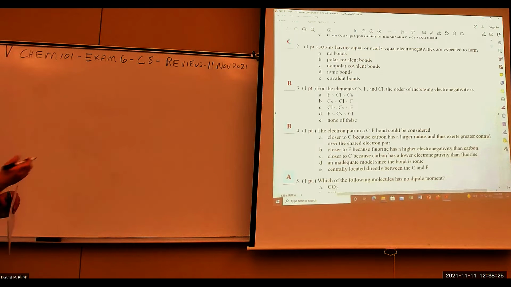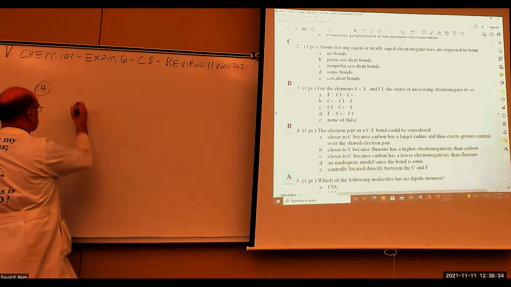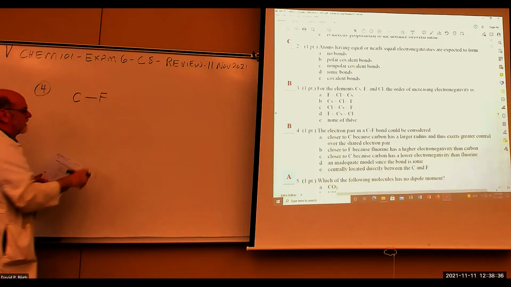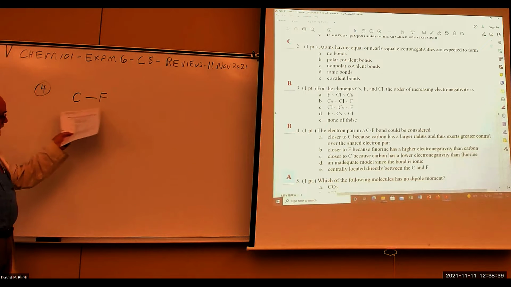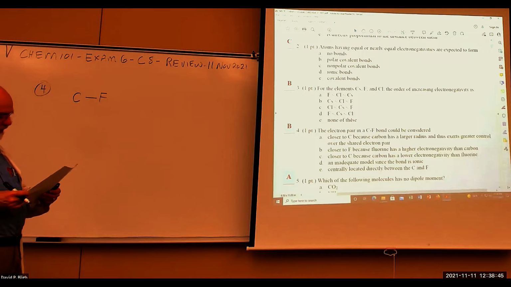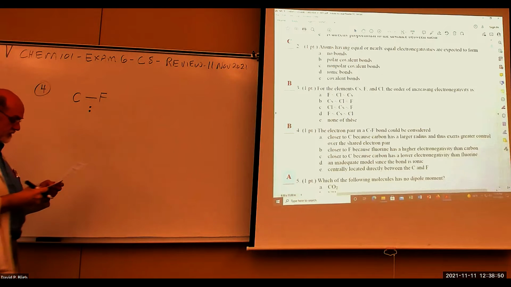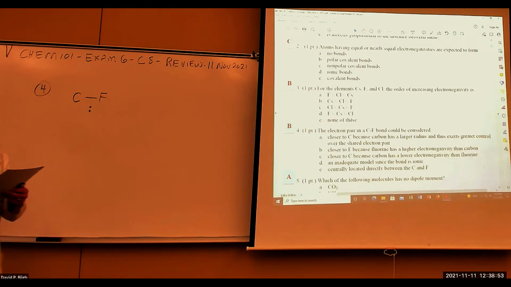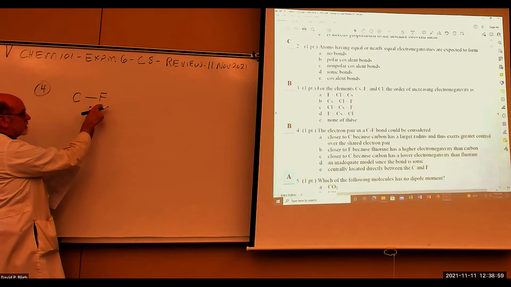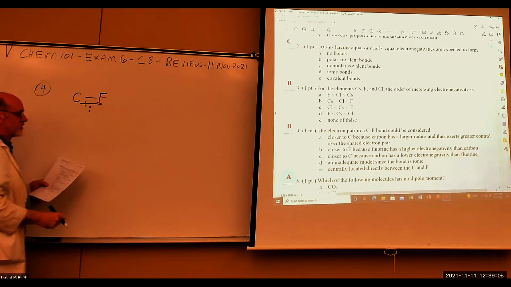But number 4. The electron pair in CF bond could be considered... We're just looking at the bond. Doesn't have to be a whole molecule. Just these two atoms bonded together. The electron pair, and that's what this line represents. It's a pair of electrons. Could be considered closer to carbon? Or is it closer to fluorine? It's closer to fluorine. Fluorine is the most electronegative. So we're going to have a dipole moment in that direction.